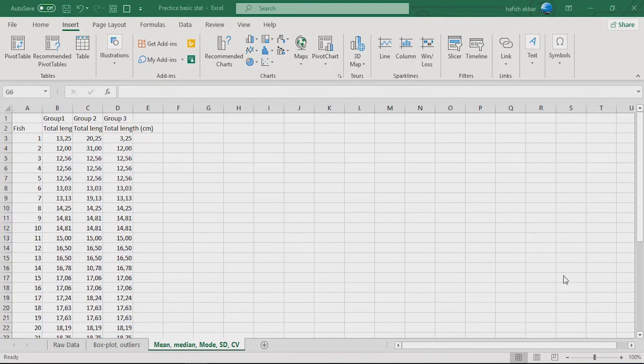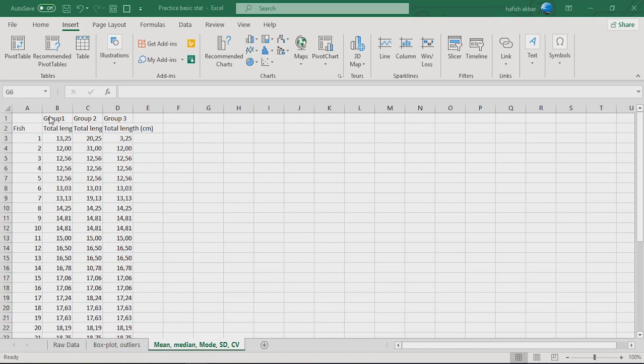Okay, so in this session, we are going to learn how to calculate mean, median, mode, standard deviation, and also coefficient of variation. So first, we are going to calculate the mean, which is sometimes called the average.